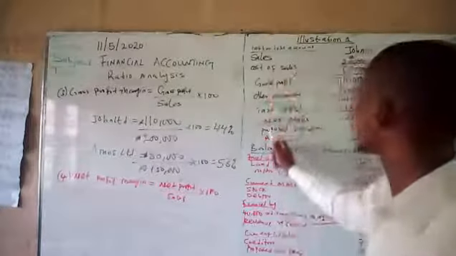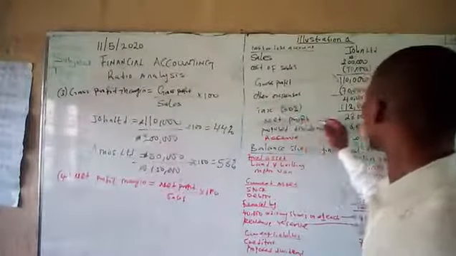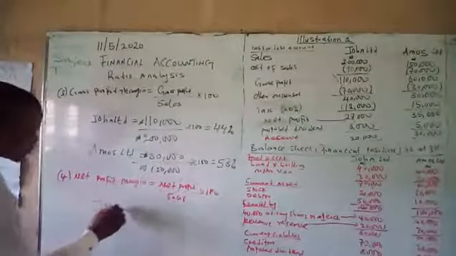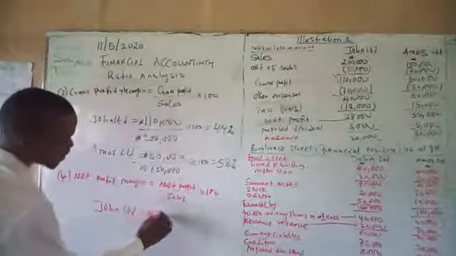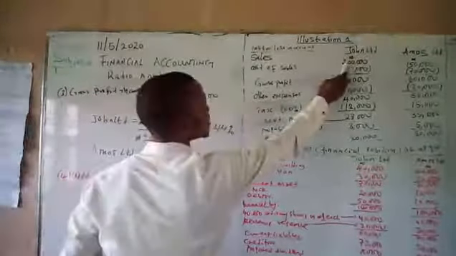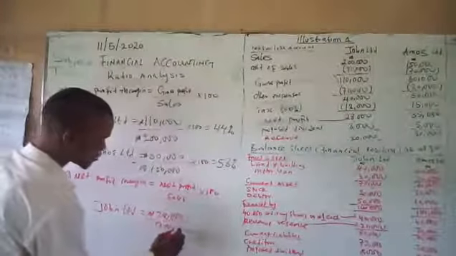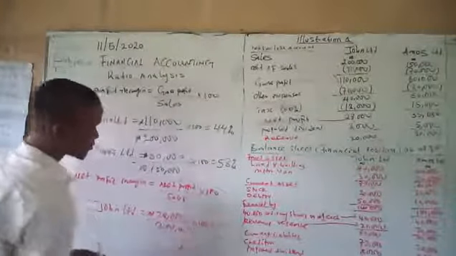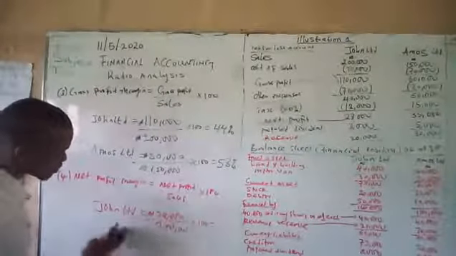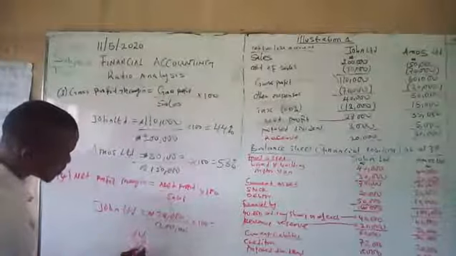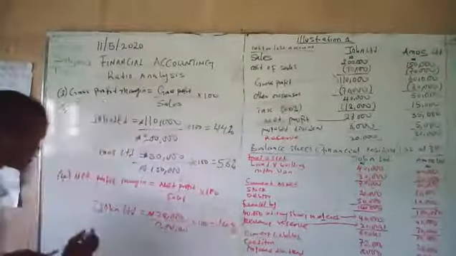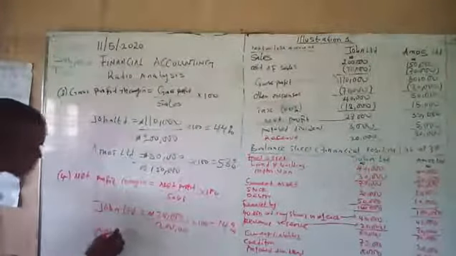Now, what is the net profit of John? The net profit of John Limited is 28,000. We have 28,000 over sales, which for John is 200,000, times 100. That gives 14 over 100, so it equals 14%. Now for Amos Limited.